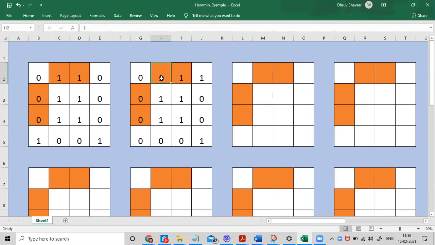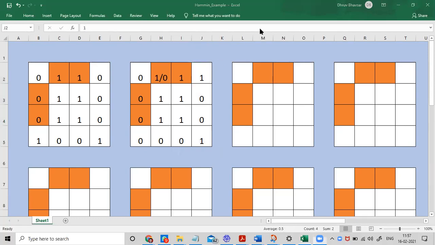So for this one, what I can do, I have to count the number of ones in this row, this column and this column. So what do I count? 1, 2, 3, 4. So now this bit, I think it should be 0, right? It should have been 0 if the code has no error. I can assume that it should be 0, but it is not giving 0. It is 1. So there is an error in the second column or the fourth column.